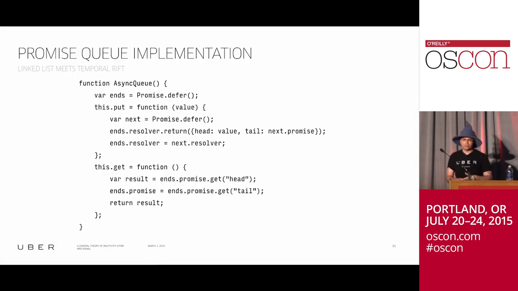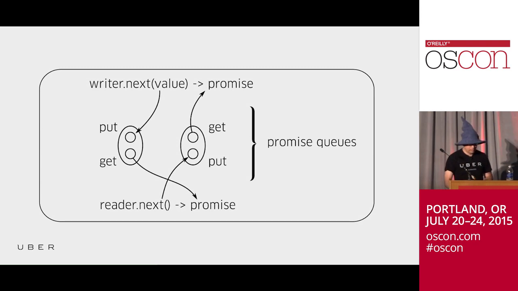The implementation of an asynchronous promise queue is really succinct, though impenetrable. It's an asynchronous linked list. This is the entire implementation, or at least one valid interpretation. Essentially, you keep a linked list where there's a deferred which has both sides, the consumer side and the producer side, and you're going to walk the linked list separately with get and put. So now we have this promise queue, and we're going to use it to transport iterations.